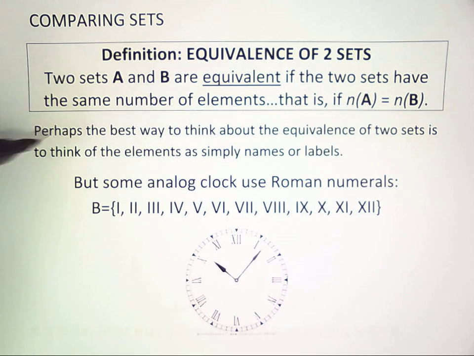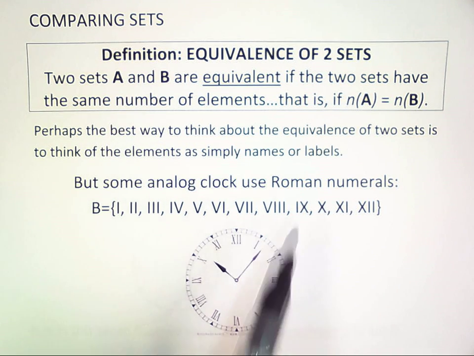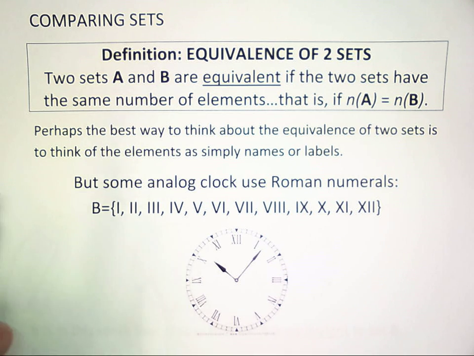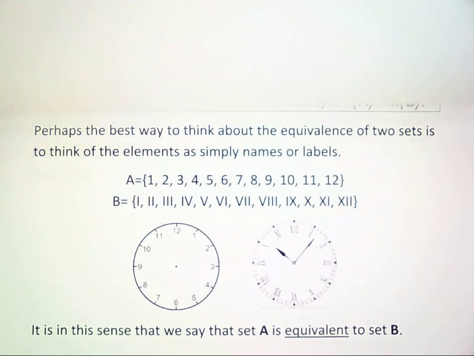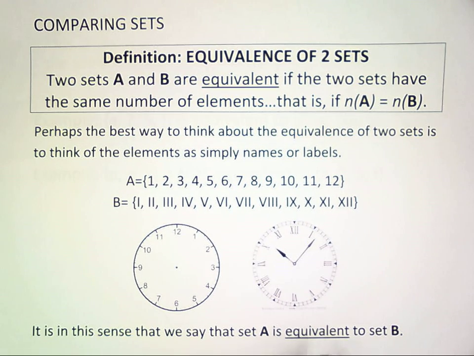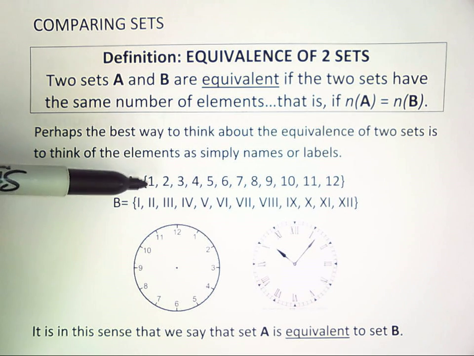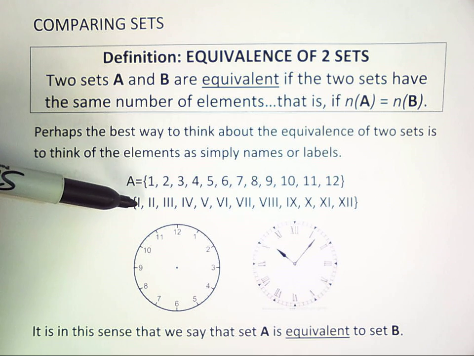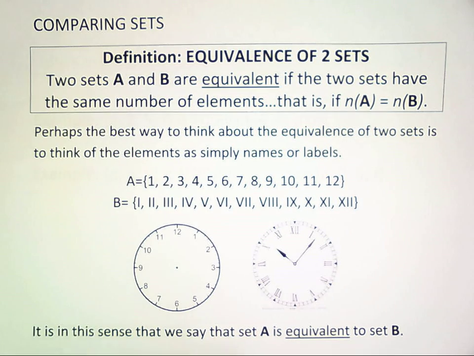Perhaps the best way to think about the equivalence of 2 sets is to think of the elements as simply names or labels. And it doesn't matter if you use the Arabic numeral 1 or the Roman numeral 1 here. It doesn't matter if you use the Arabic numeral 6 or the Roman numeral 6. They're analogous to each other. So in that sense, we would say that sets A and B are equivalent to each other. Not equal to. Equal to, they have to have exactly the same elements, and no matter how you think about it, this element, Arabic 1, is not the same as any element down here. So you can't say equality.